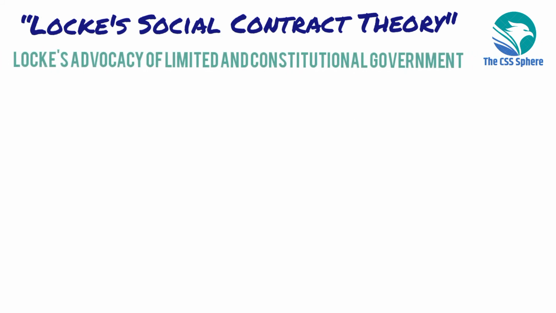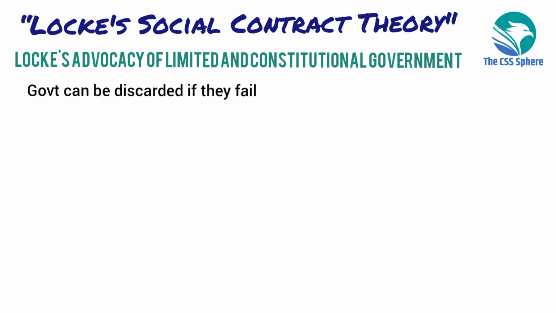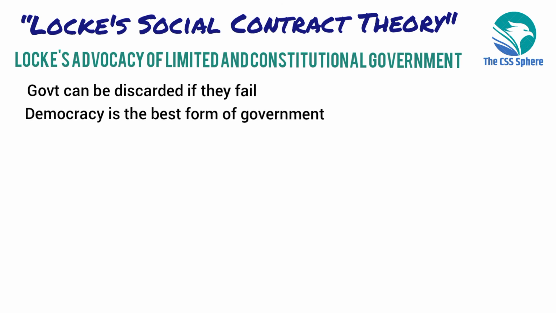Locke's advocacy of limited and constitutional government. According to him, governments are only the deputies or trustees of the people, who can be discarded if they fail. Locke wanted to subordinate the government to the community. He describes several forms of government, but according to him, limited democracy in the hands of delegates controlled by election is the best form of government.